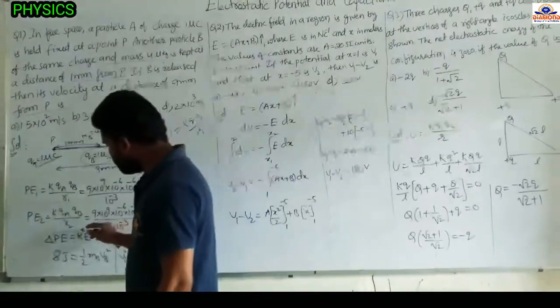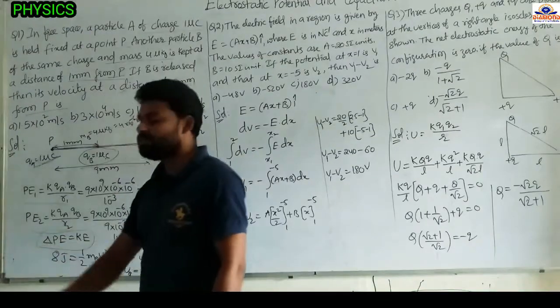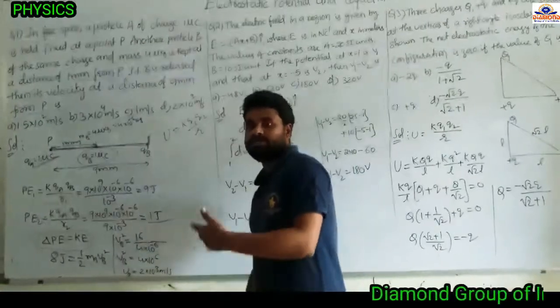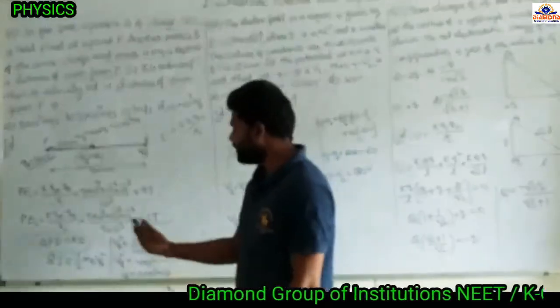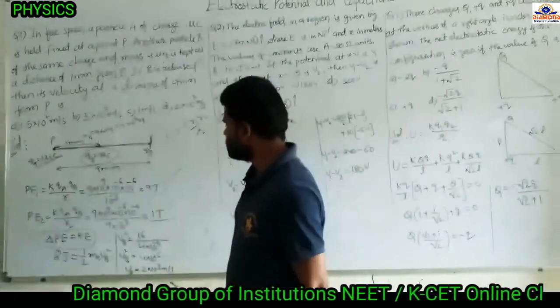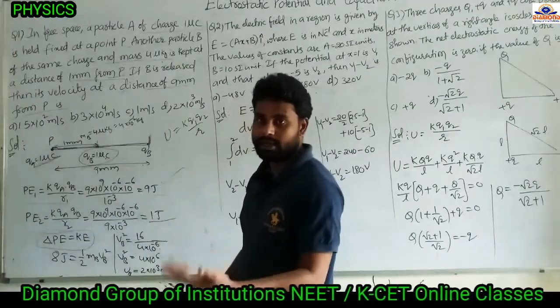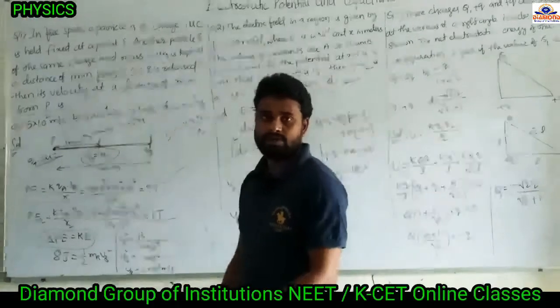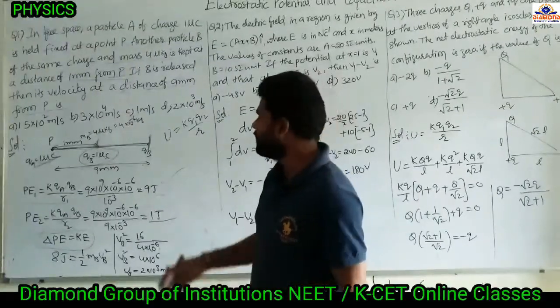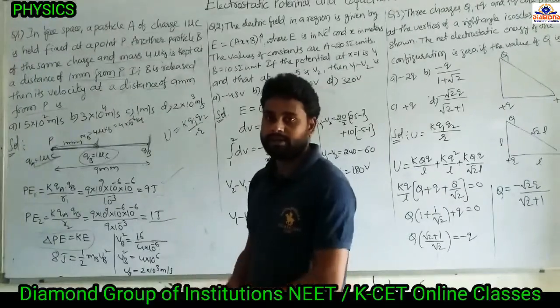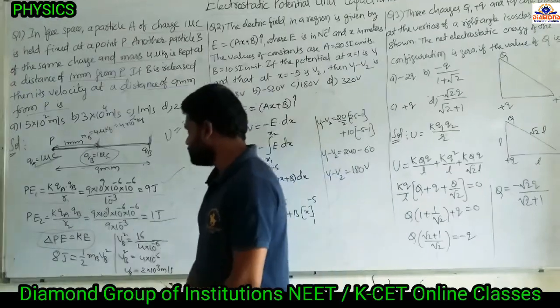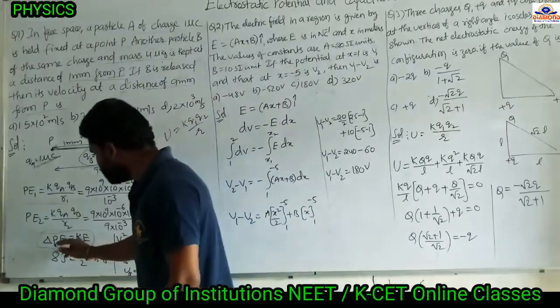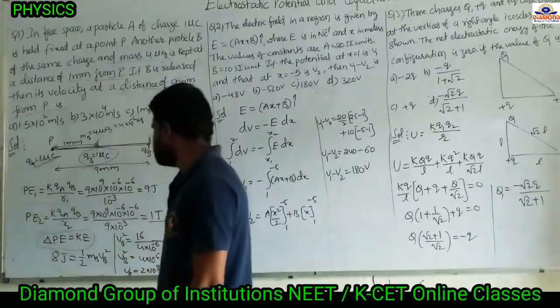So from the conservation of energy, the change in potential energy equals the change in kinetic energy. So final kinetic energy minus initial kinetic energy is nothing but 1 joule minus 9 joule, which is minus 8 joule. Initially the velocity is 0, so the initial kinetic energy is 0. Kf minus Ki, with initial kinetic energy equal to 0. Then substitute here: change in potential energy equals change in kinetic energy.